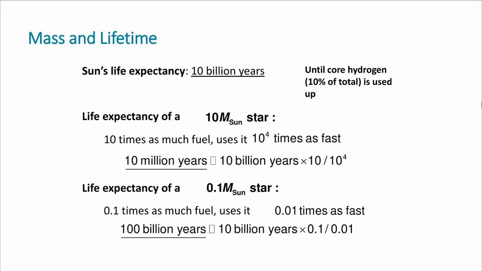And then on the opposite end of the spectrum, a star that has 10% the mass of the sun has less fuel, but it uses it much less quickly. So a lower mass star can live for hundreds of billions of years. So there's a large range for how long a star can live given the mass that it starts out with.